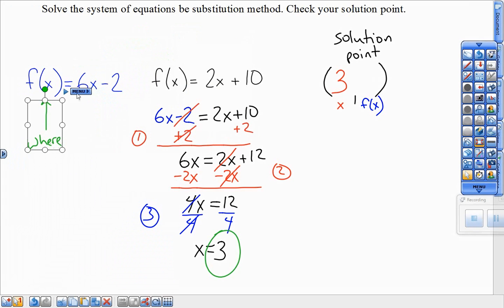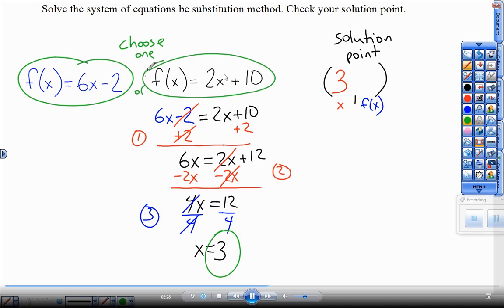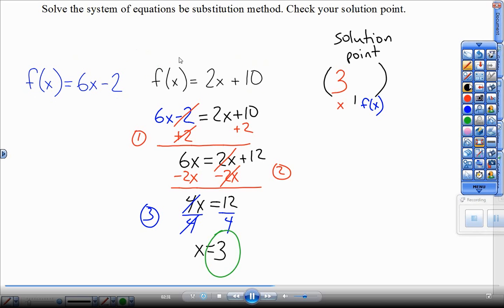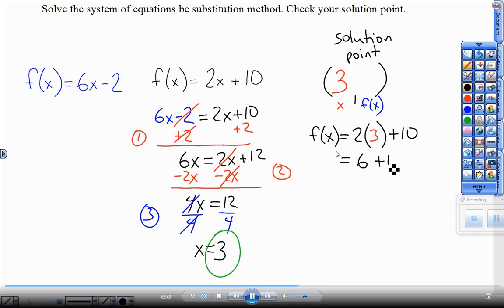Alright, so again, what you could do to find that last piece of your solution point, this f of x, take this 3 and you could choose either of these 2 to plug that in and do the math. So I could plug in 3 right here and do the math, or I could choose this one and plug in 3 in here to do the math. I'm just going to choose the second one here. And to find f of x, I plug in 3 into that x spot right there. That gives me 2 times 3 plus 10. That gives me 6 plus 10. And that tells me the second part of the solution point is 16 right there.